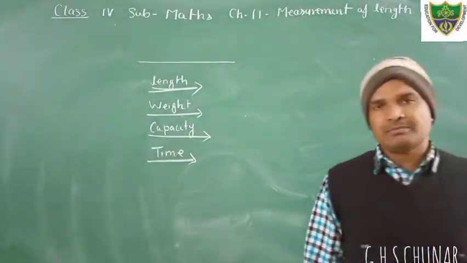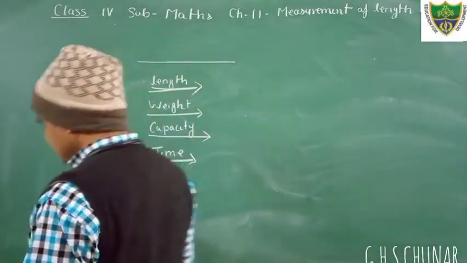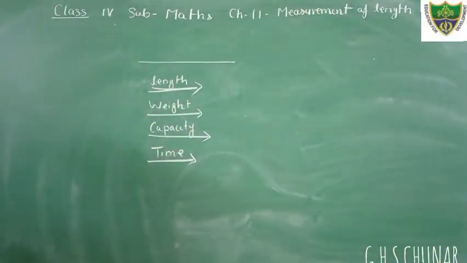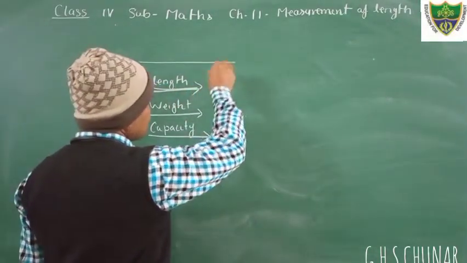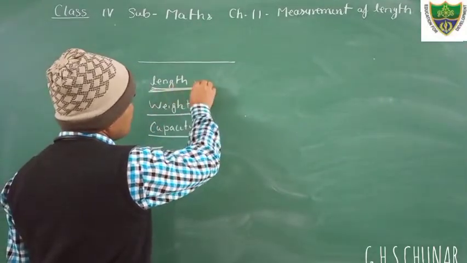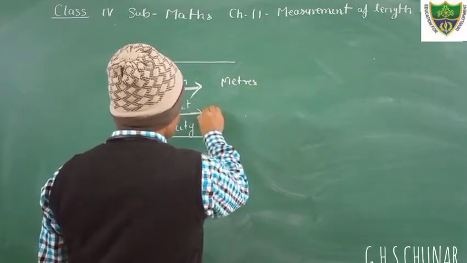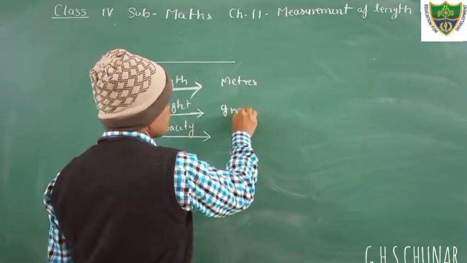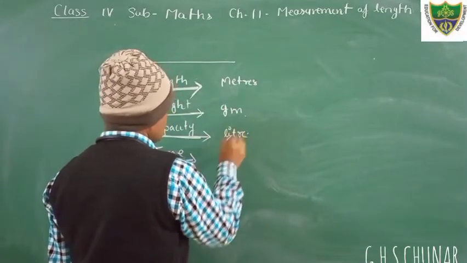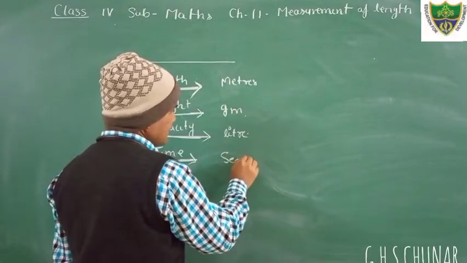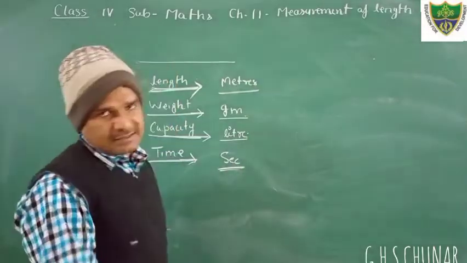So this is the unit. What is the unit of this? Suppose any object in the land we measure, the unit of the metric system. For length, this is the meter. Weight, that is gram. Capacity, that is liter. And time, the standard unit. This is the standard unit of the metric system.